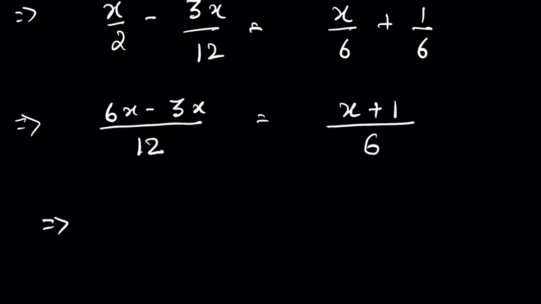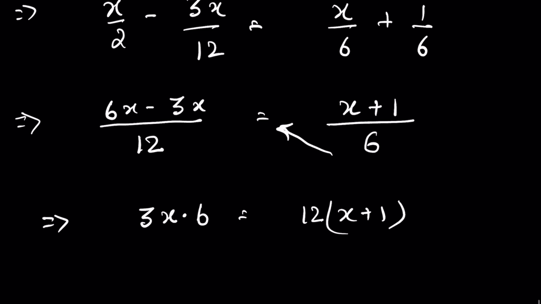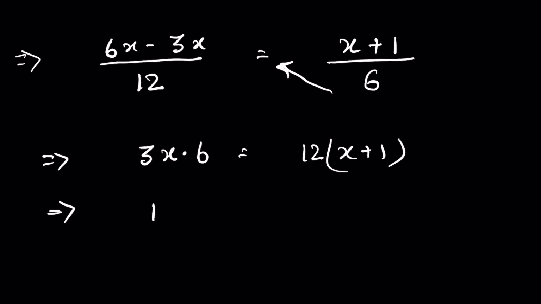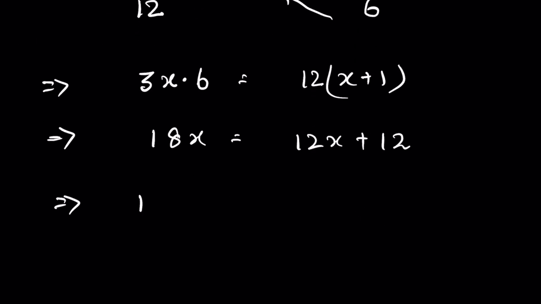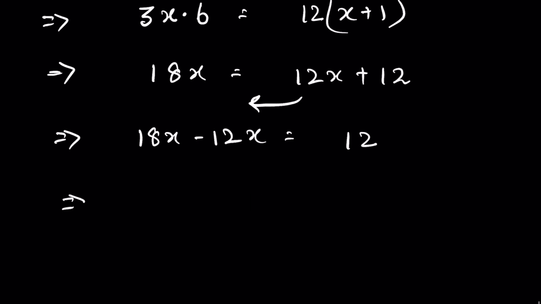Now cross multiply. 6x minus 3x is 3x. We cross multiply, so it is 3x times 6 is equal to x plus 1 times 12. So this is 18x is equal to 12x plus 12. 18x minus 12x, we send 12x to the left hand side, is equal to 12. 18 minus 12 is 6x is equal to 12.